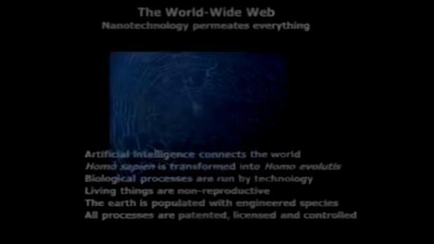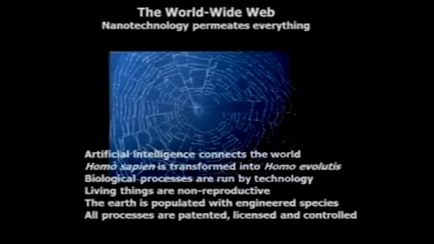What indeed is the World Wide Web? We may think it's the internet, but it will be the humming network of everything connected through ubiquitous intelligence, intelligence that is everywhere. Artificial intelligence will connect the world. Homo sapien will be transformed into Homo evolutus. Biological processes will be run by technology. Living things will not be reproductive. The earth will be populated with engineered species, and all processes will be patented, licensed, and controlled.